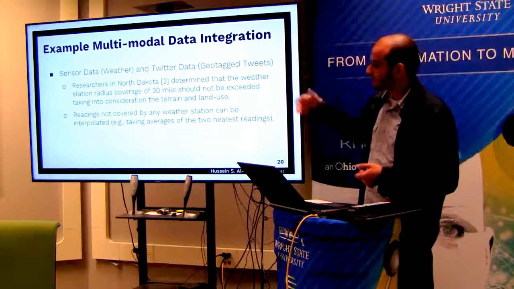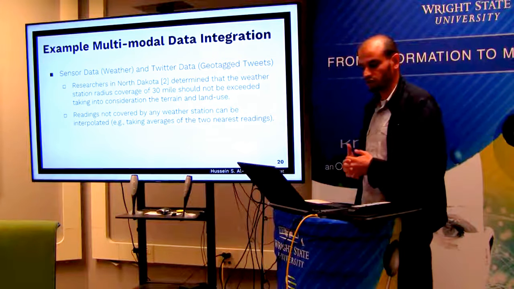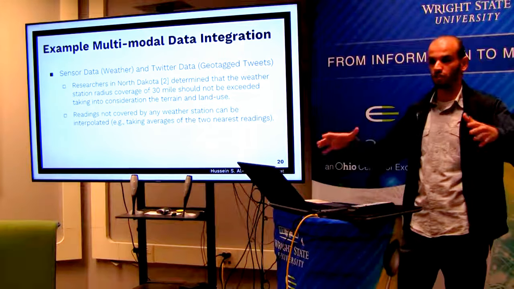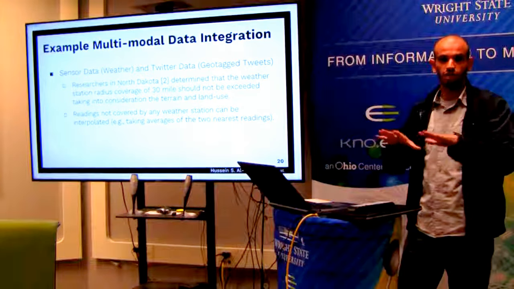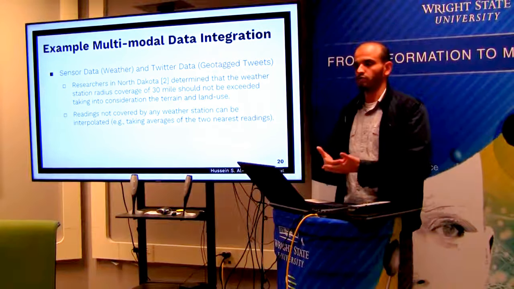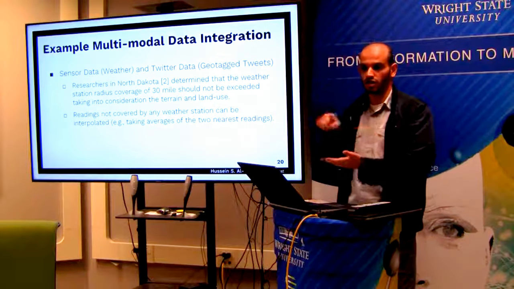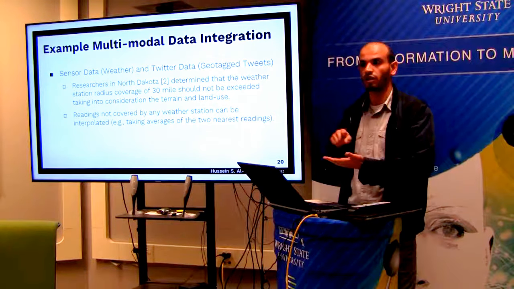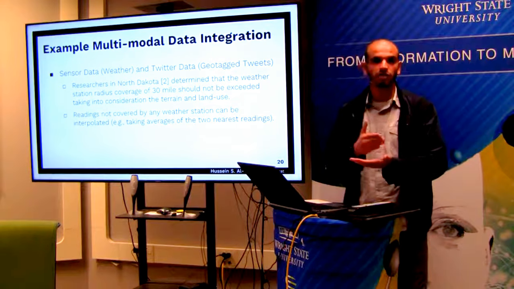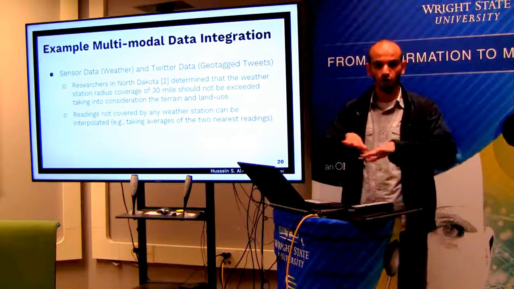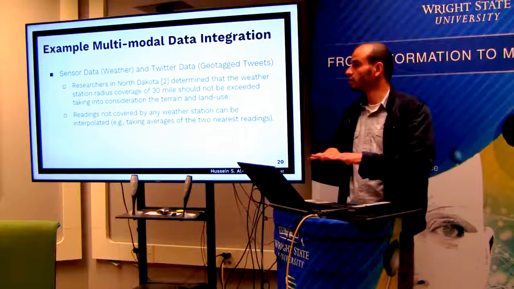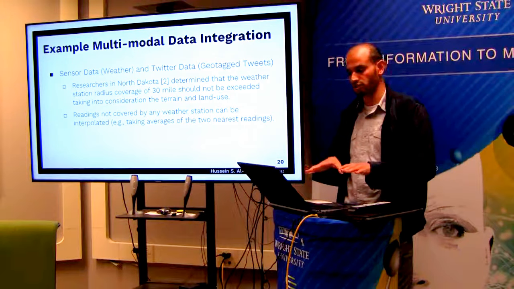According to researchers in North Dakota, they determined that the weather station radius coverage of 30 miles should not be exceeded, which means that a weather station can cover up to 30 miles radius, right? Which means all the points or locations that are within the 30 miles of a location of a sensor station, weather station, I can propagate this back to all of those, right? Because they are under the coverage of that weather station.